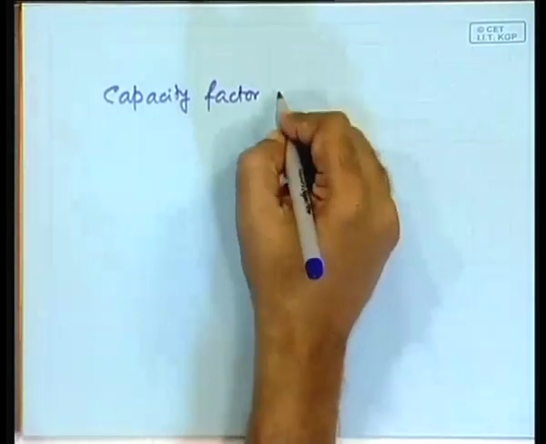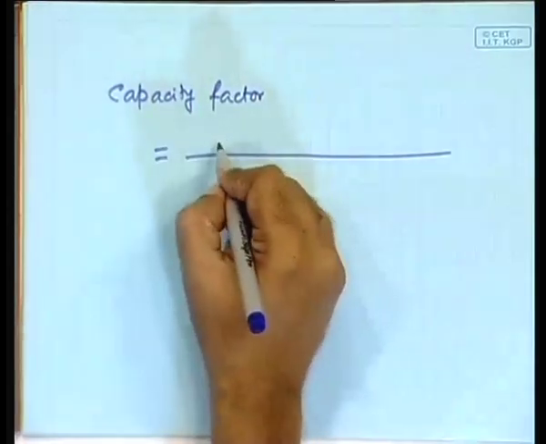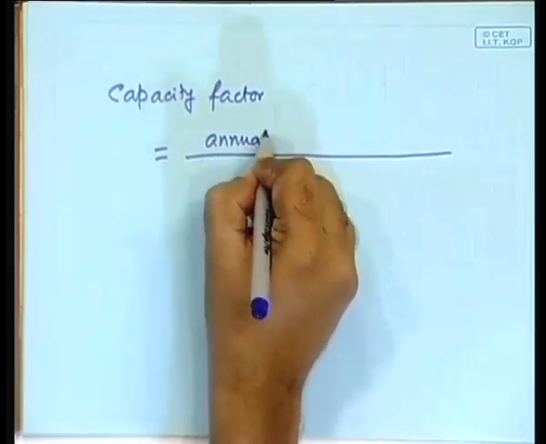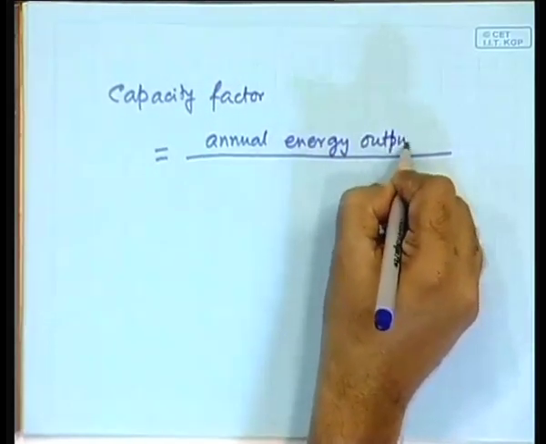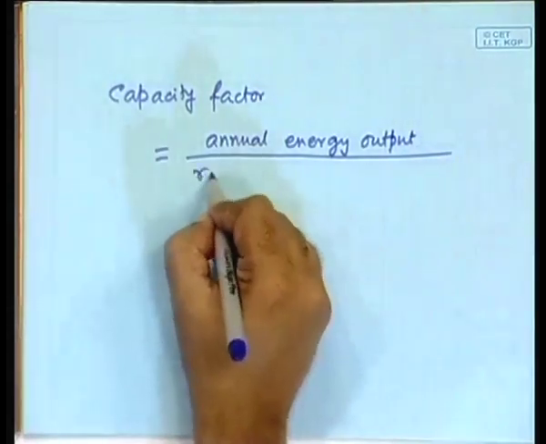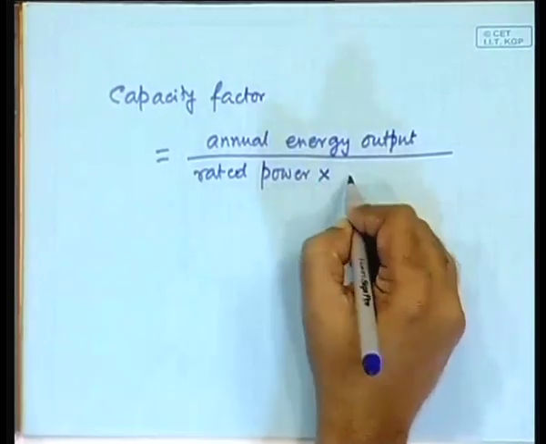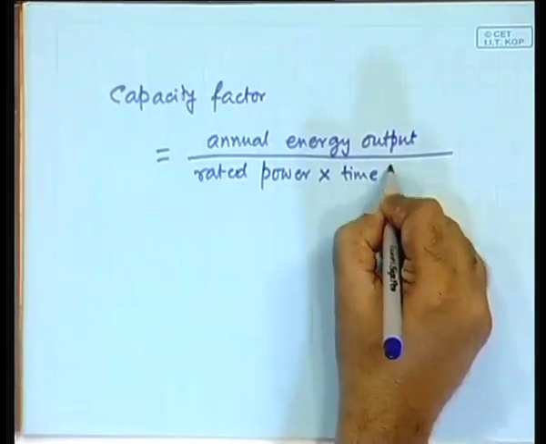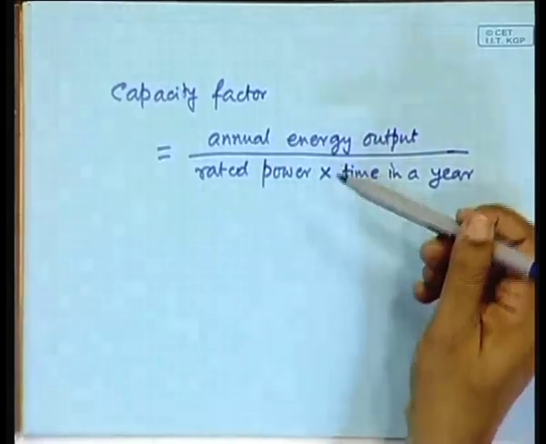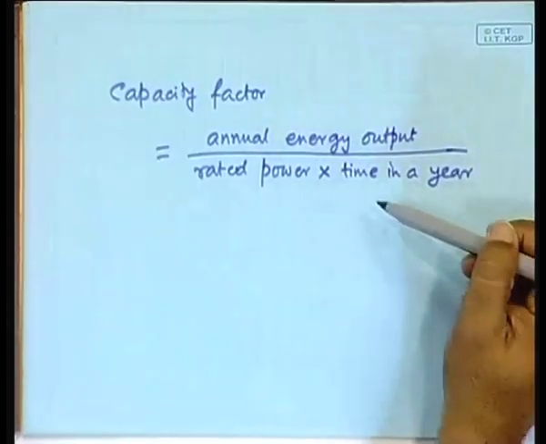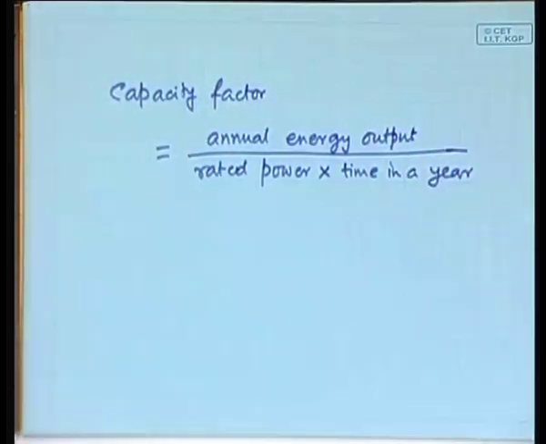The capacity factor is given by a ratio of the annual energy output to the rated power times time. So it is a ratio between energy and energy, because power times time is energy. So you have energy by energy, and this is called the capacity factor.